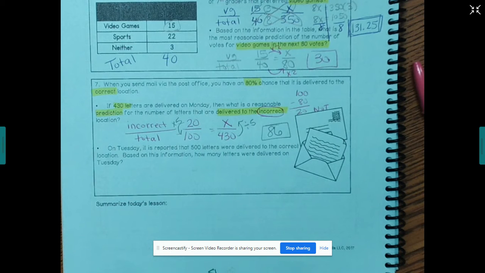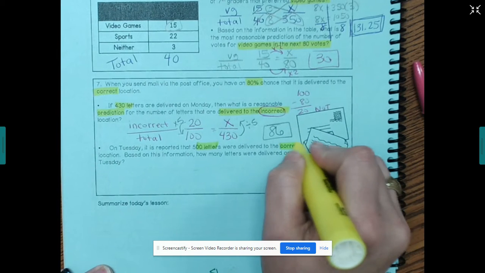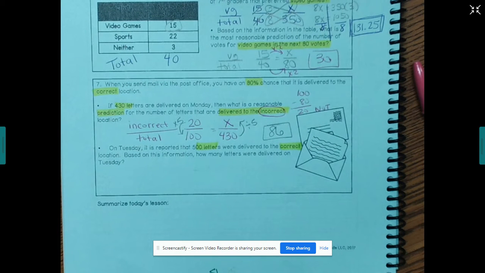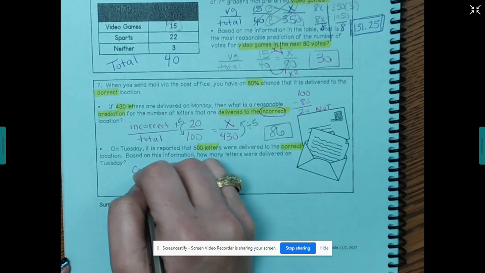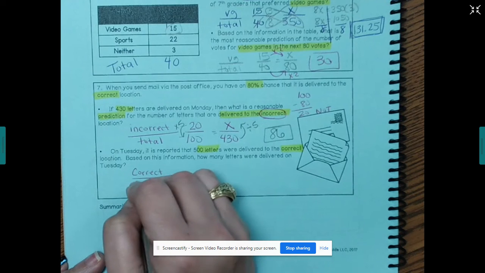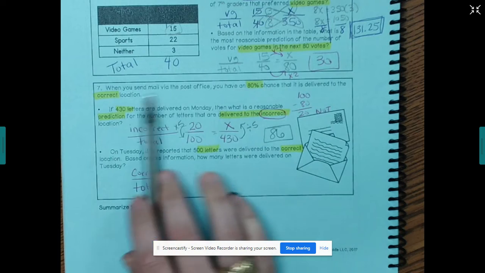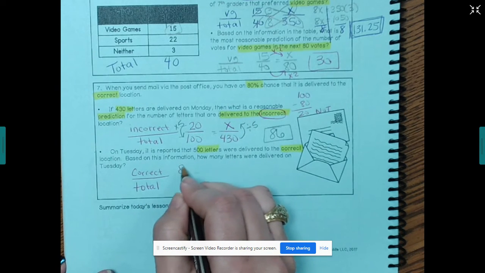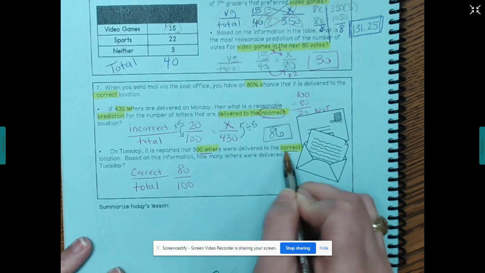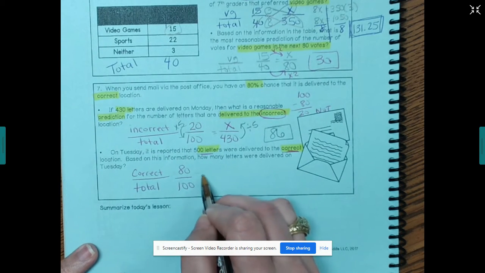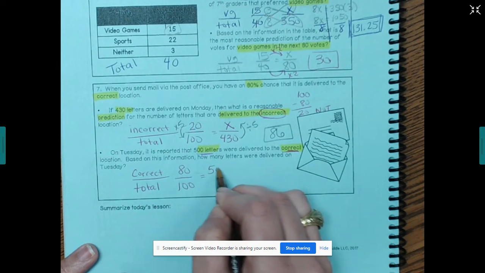All right, on Tuesday, 500 letters were delivered to the correct location. Okay, so this time they give me correct. Okay, and remember it's always over total. So the correct probability is 80%. And it tells me 500 are correct. So I don't put 500 on bottom because it would be nice and easy to do that, but 500 goes with correct, so I have to put 500 with correct.